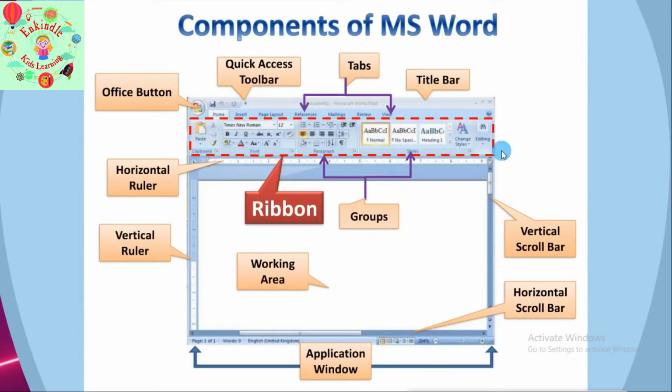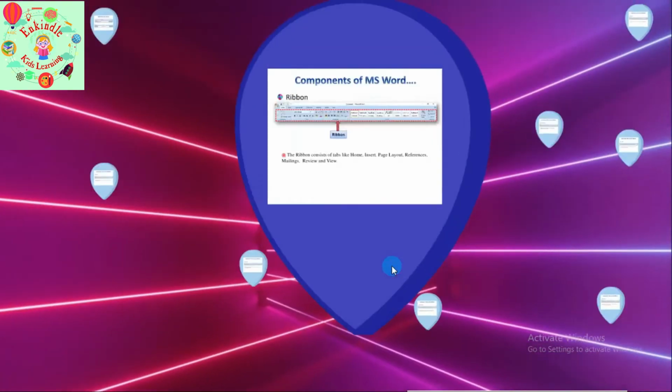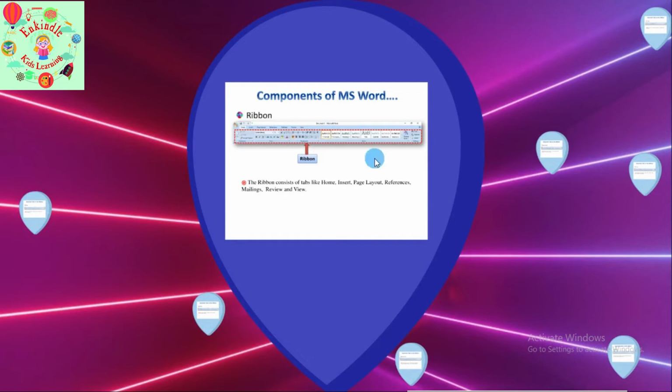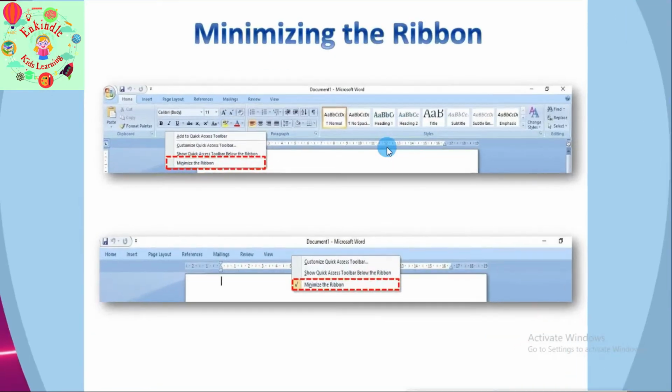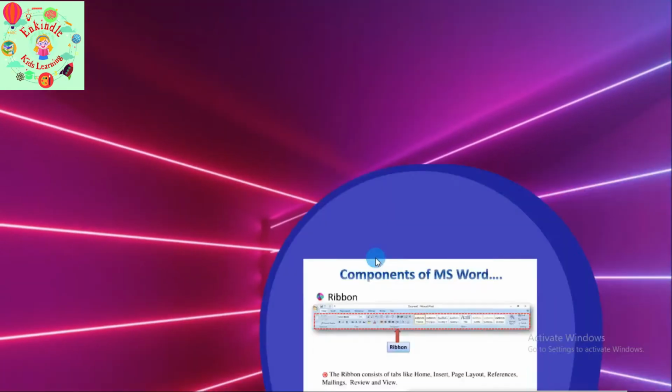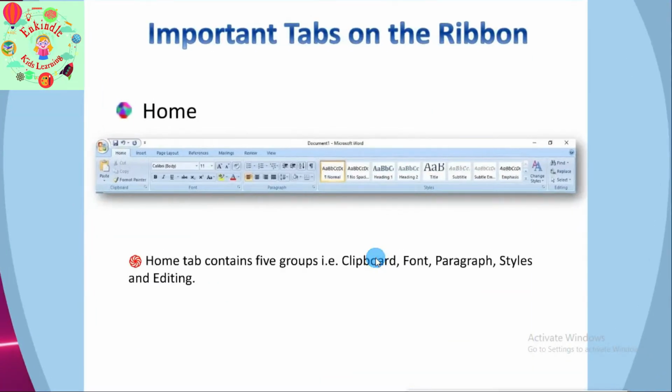First, we just glanced at the different components of MS Word. Under these components, we studied the different tabs present on the ribbon. Then we studied how to minimize and maximize the ribbon. Then we studied each tab present on the ribbon.